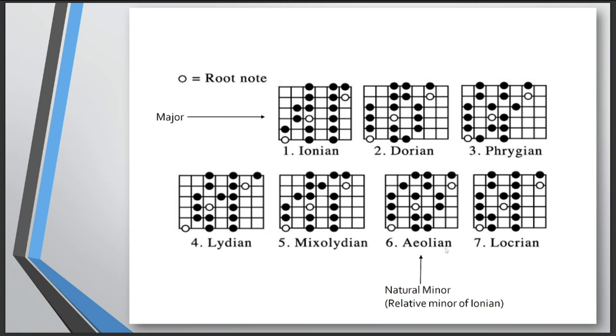Another thing to note, another name for the Aeolian mode is the relative minor of Ionian. This was super helpful to me, to understand how the relationship between the major scale and the relative minor works. Understanding that relationship and how to use it just changed everything for me. So that's something to keep in mind. In any given key, every major or Ionian has a relative minor, and vice versa: every natural minor has a relative major, which is just Ionian. That's super helpful to note.